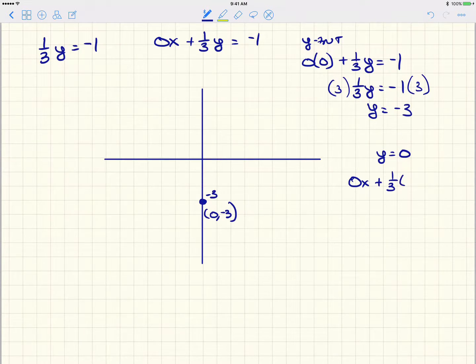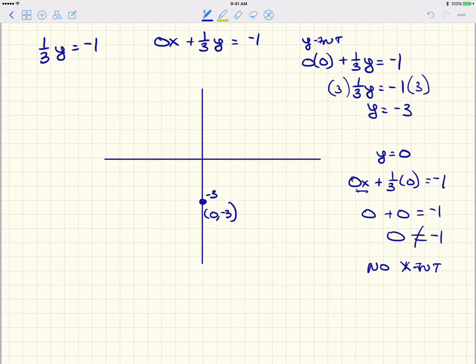So I know that I have, in standard form, 0 times x plus 1/3 times y equals -1. Now, if I'm setting y equal to 0, 0 times x is 0, and 1/3 times 0 is 0. Does 0 plus 0 equal -1? No, it does not. So 0 does not equal -1. That means this equation does not have an x-intercept. No x-intercept. Okay, with me so far?